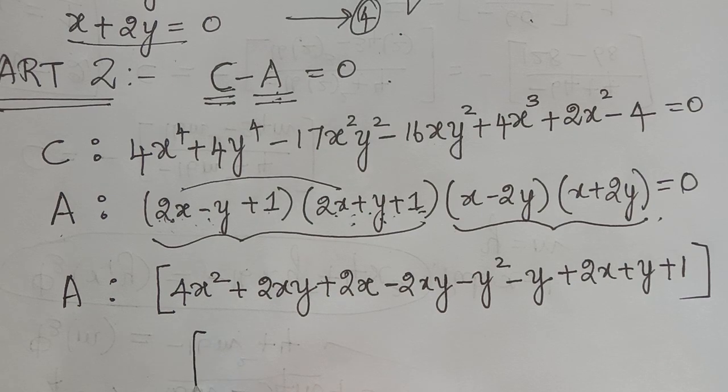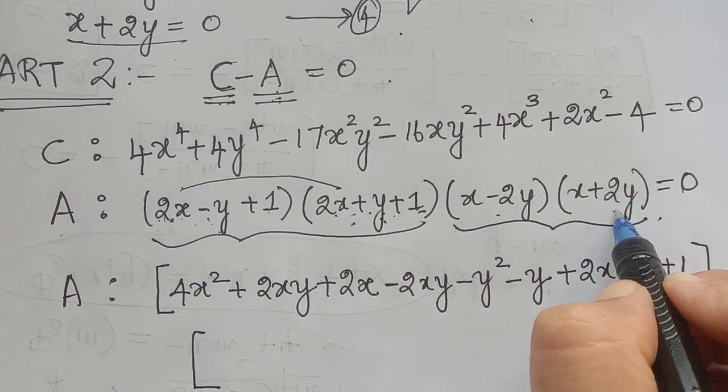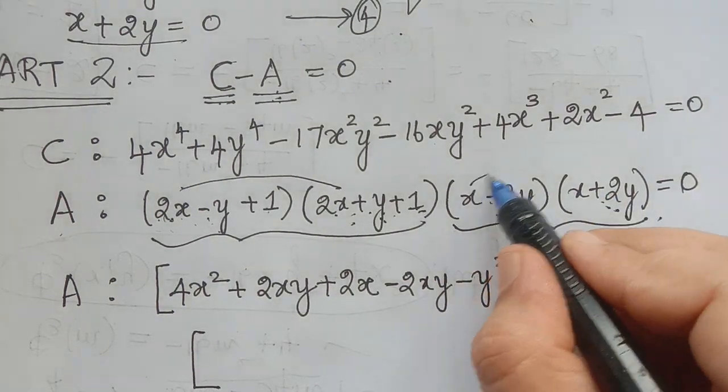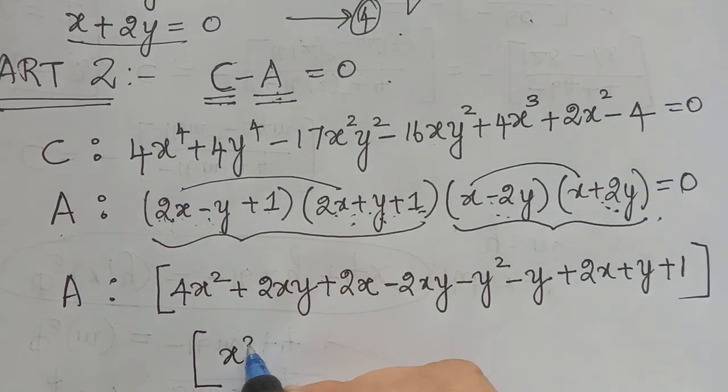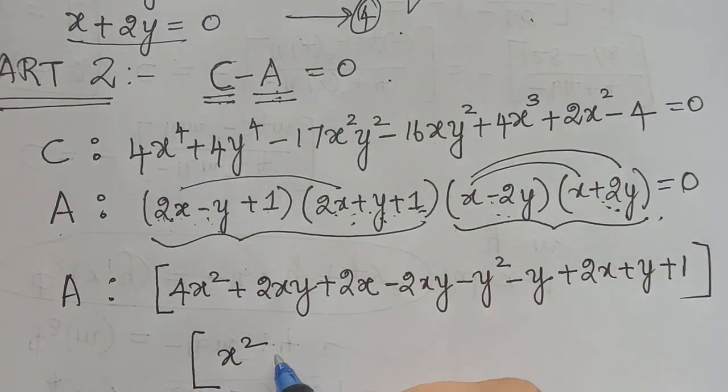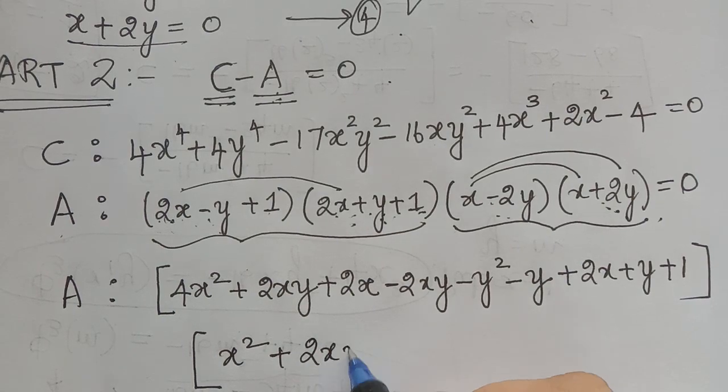And this has to be multiplied with these two terms. So, first we shall multiply these two. So, x multiplied with x is x square. X multiplied with 2y, so plus 2xy.